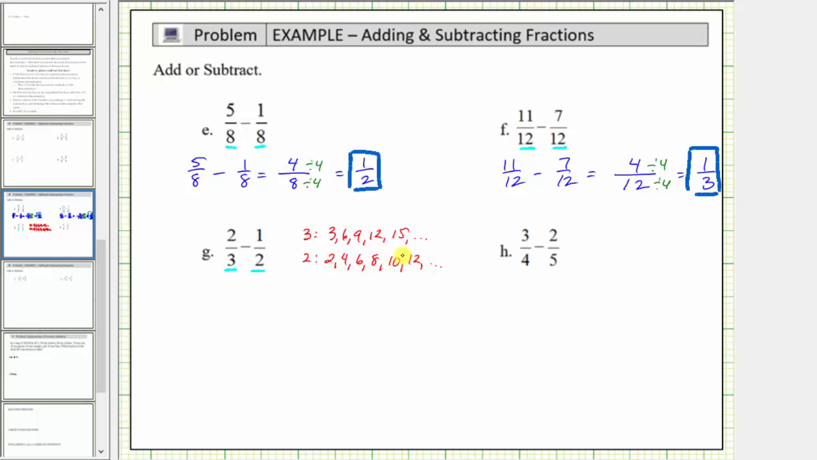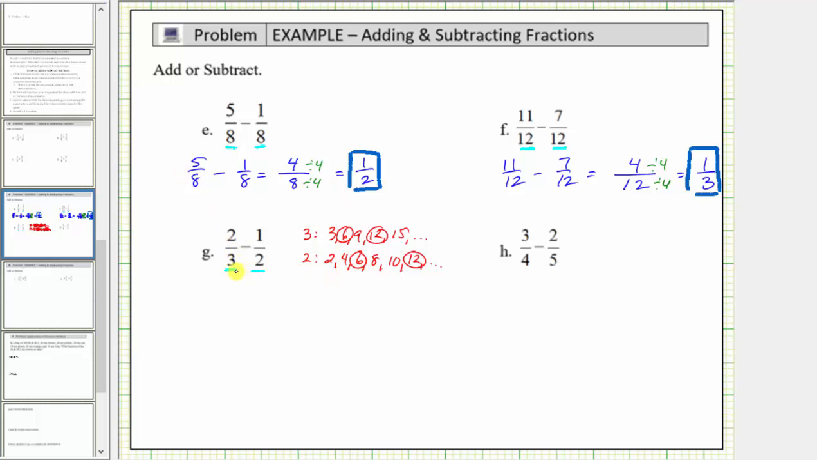Looking at the two lists, notice how 6 is a common multiple of 2 and 3, and so is 12. But because 6 is the smallest common multiple, or least common multiple, 6 is the least common denominator, which means we'll write both 2/3 and 1/2 as equivalent fractions with a denominator of 6.